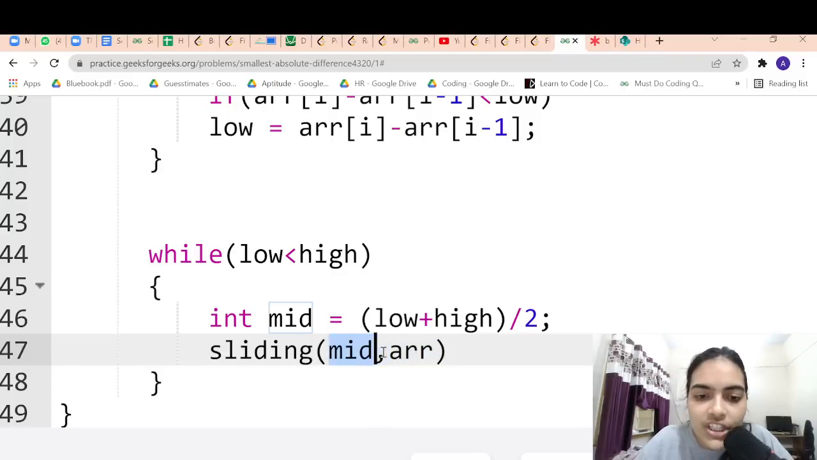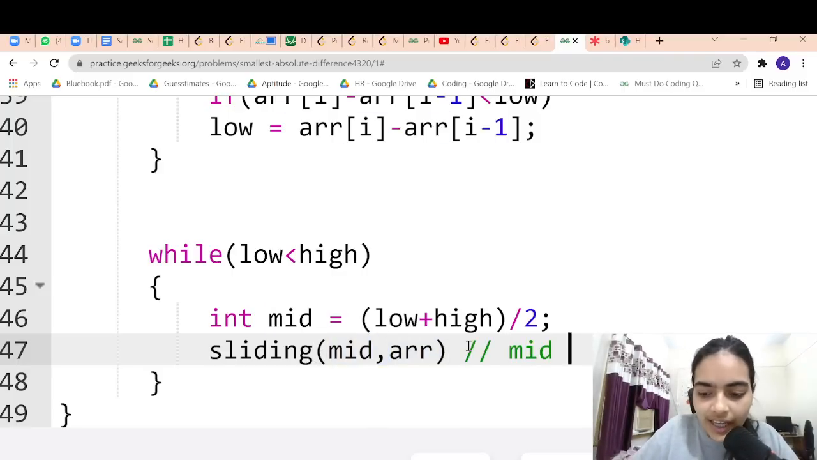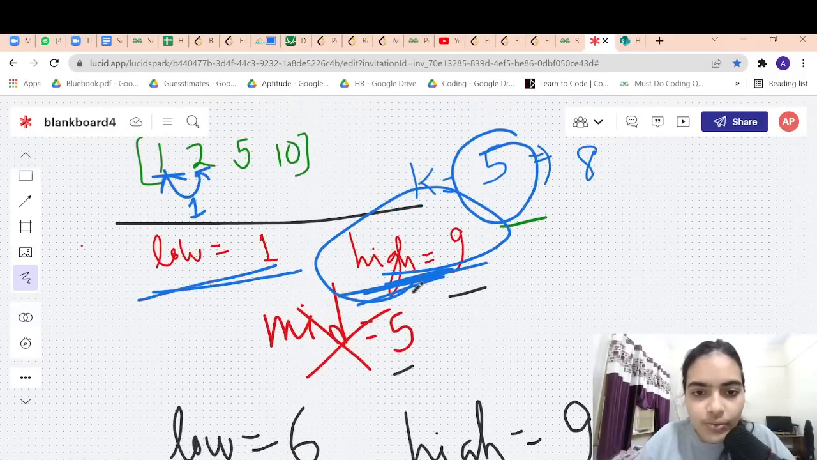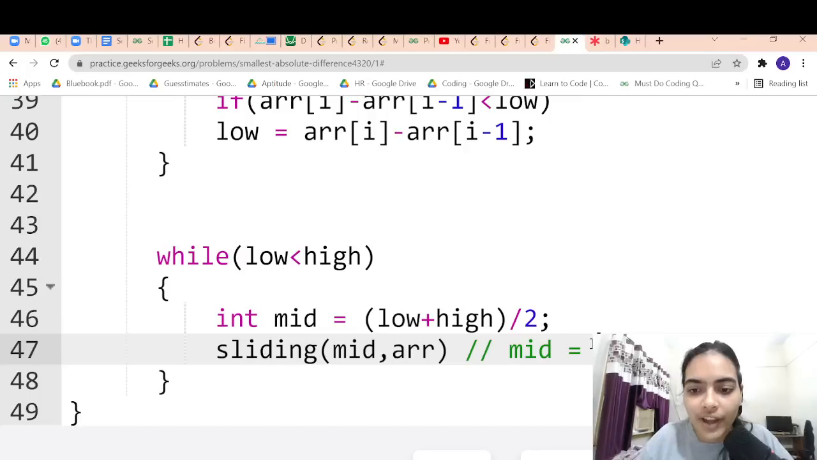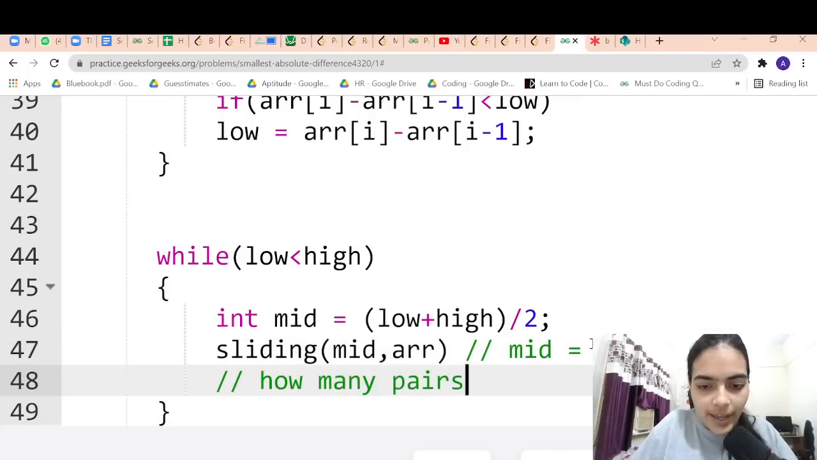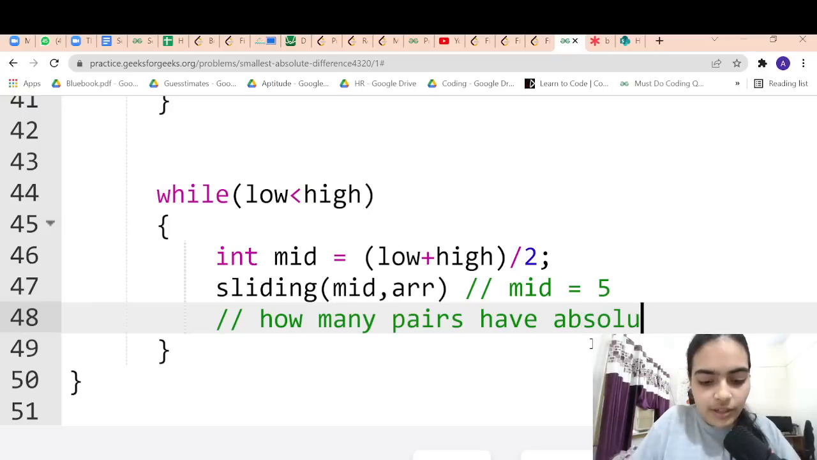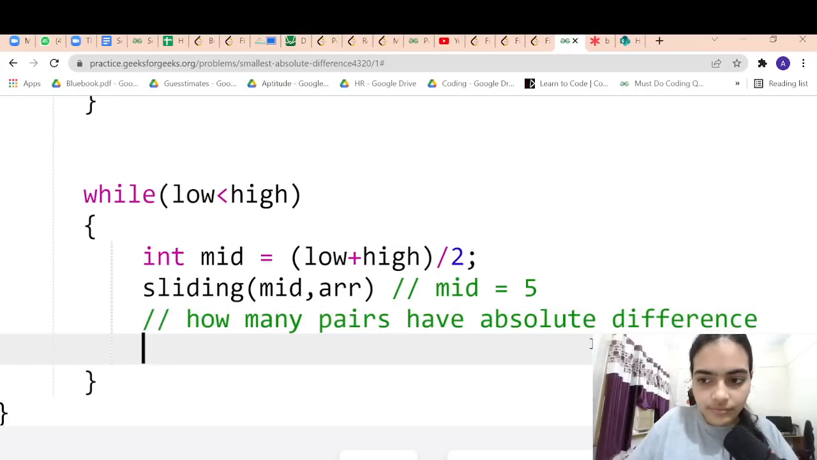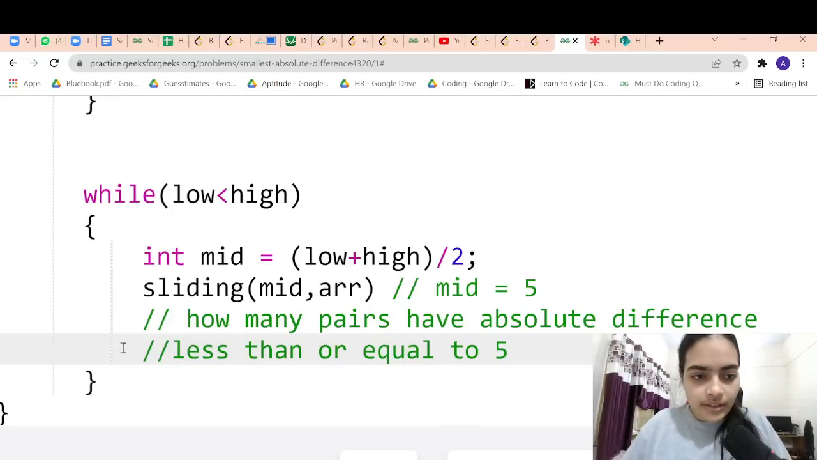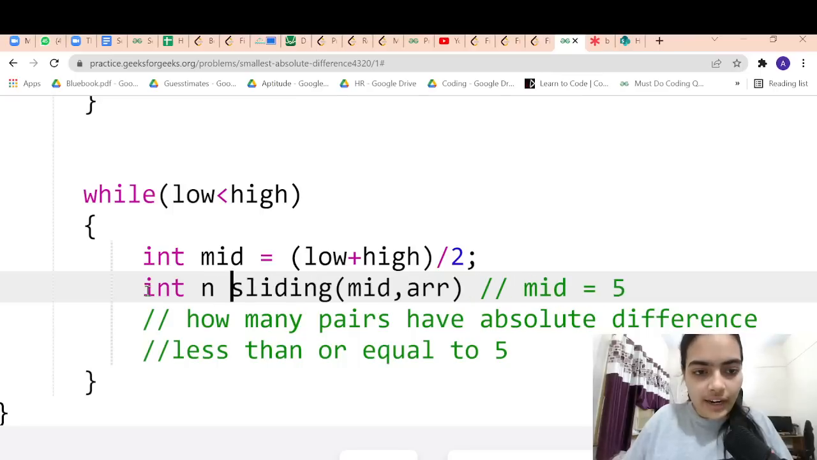For this mid value we checked. Let's take an example. Let's say, what was your first mid value that you got? Your low was 1, high was 9, right? The first mid value you got was 5. So what are you checking? How many pairs have absolute difference less than or equal to 5, that's what you are checking. So you are calling a sliding function to check that.